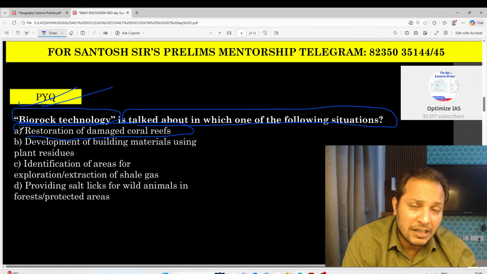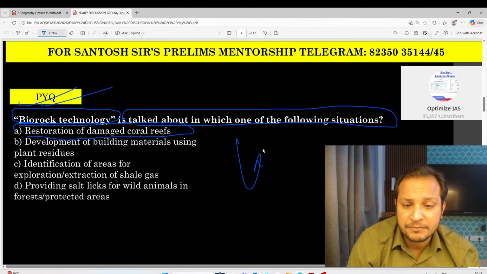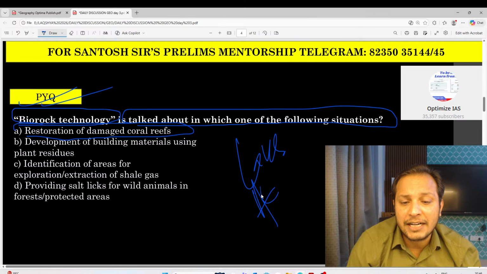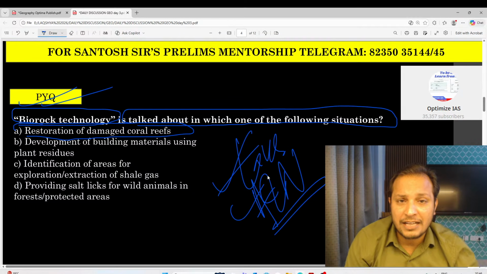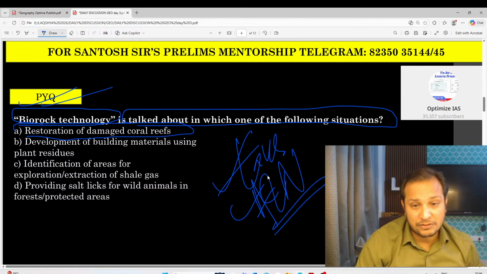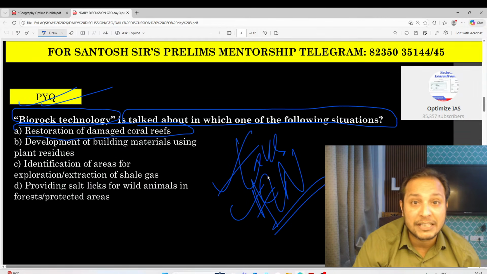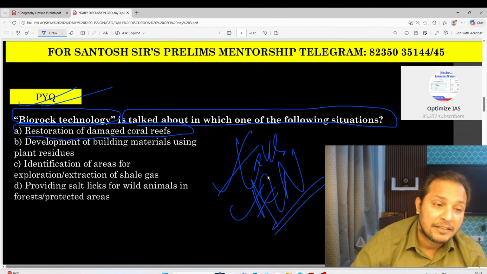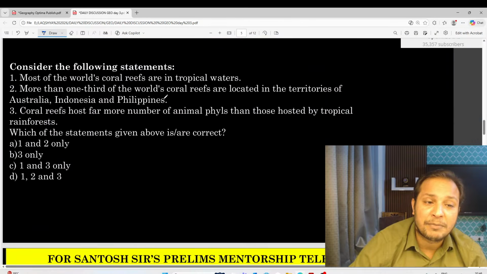Where in India are coral reefs found? In India, coral reefs are found in Lakshadweep, then Andaman and Nicobar. So there are areas where coral reefs are found, and you may expect a question on coral reefs in India. You can see multiple questions have been coming on coral reefs.